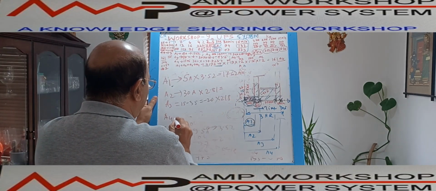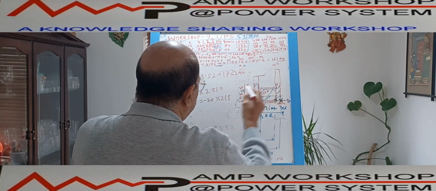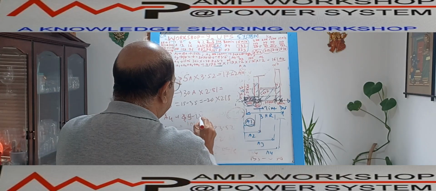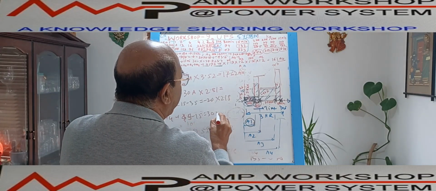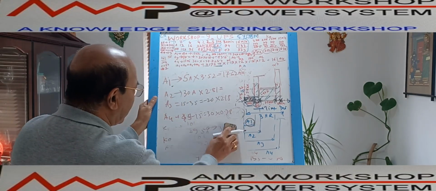Now for A4, what is the change of current? It is 45 ampere minus 15 ampere, so 30 ampere. That is 45 minus 15, equal to 30 ampere, into the K factor of 0.78. These are the 4 areas we are getting.